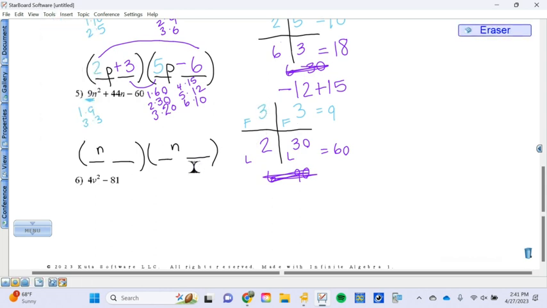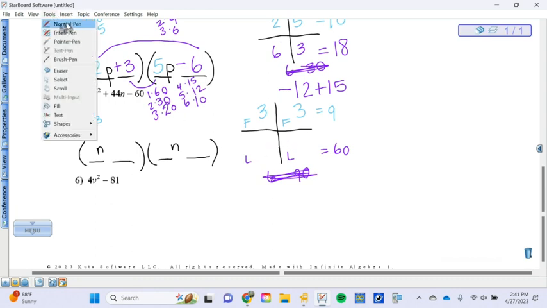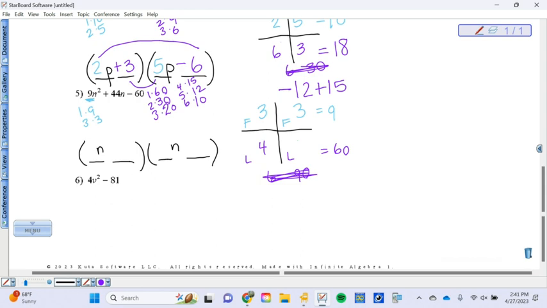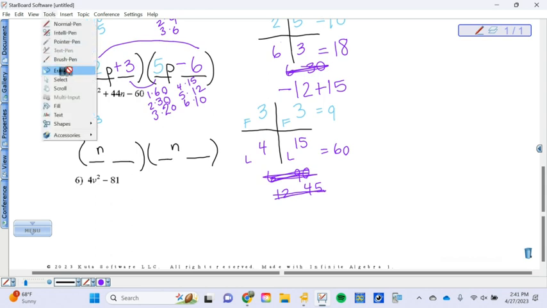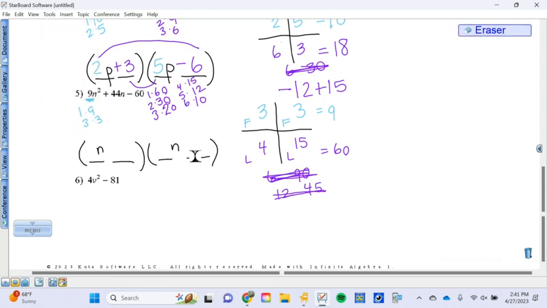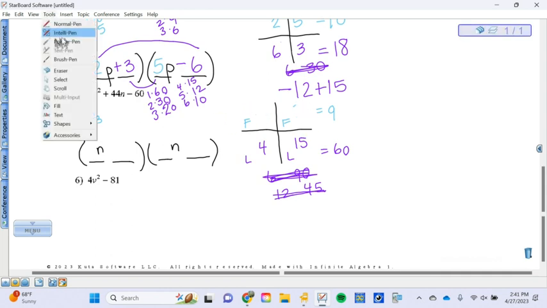What do you want to switch? You want to try 4 and 15? 3 times 4 is? And 3 times 15 is 45. Are 12 and 45 going to get us to 44? No. So give me something else to try. Let's try 1 and 9. We'll leave the 4 and 15 there and see what happens.